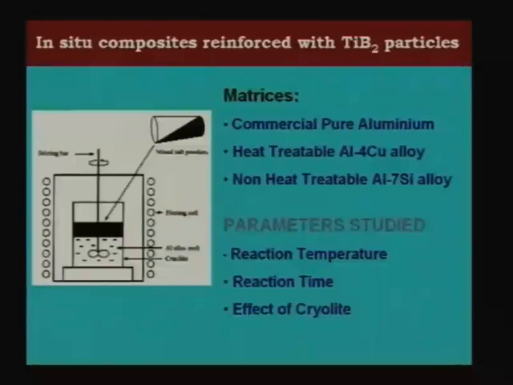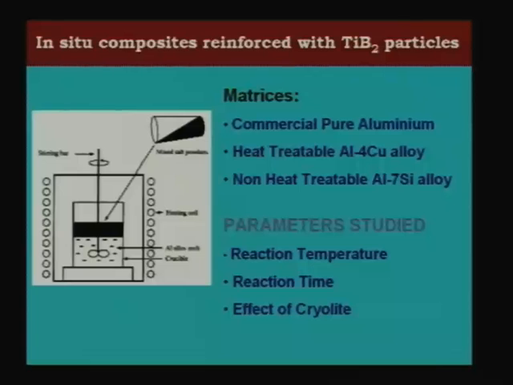In the case of in-situ composites, most of these reactions are exothermic in nature, because of which you do not need any stirring. Automatically there is a lot of stirring that goes on because of these exothermic reactions. So these are some of the advantages of these in-situ composites. And we will today look at two types of in-situ composites. One is aluminum TiB2 in-situ composites, another is aluminum TiC in-situ composites.